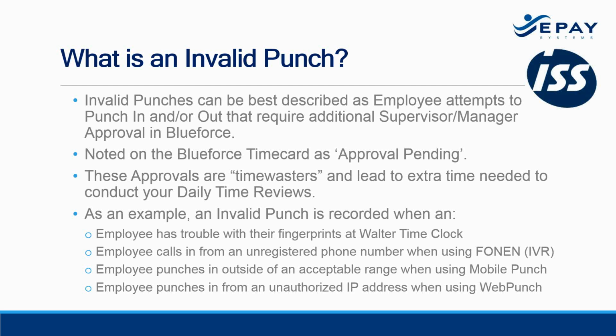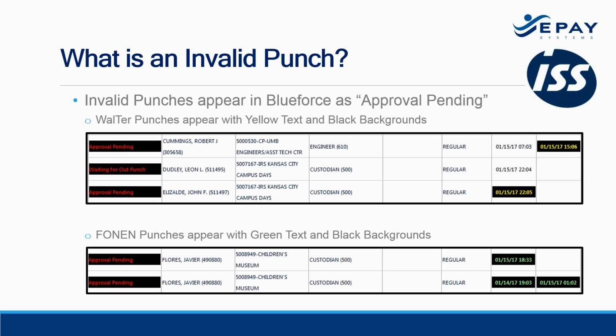Keep in mind that all those punches are referred to as approval pendings on the time card view, and you have to approve them in order to get those hours officially registered in Blueforce. Those are some examples at the bottom of the screen: employees had issues with fingerprints on the Walter clock, an employee calls in from an unregistered phone number, or a mobile punch is outside the acceptable range, etc. These are just some examples. And notice these were all settings that were in those first 3 tabs on the job record in Blueforce.